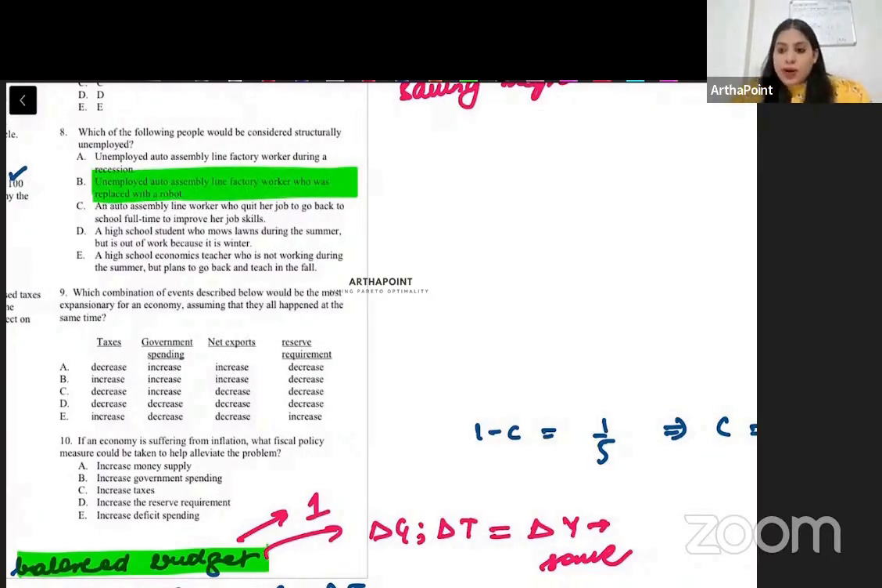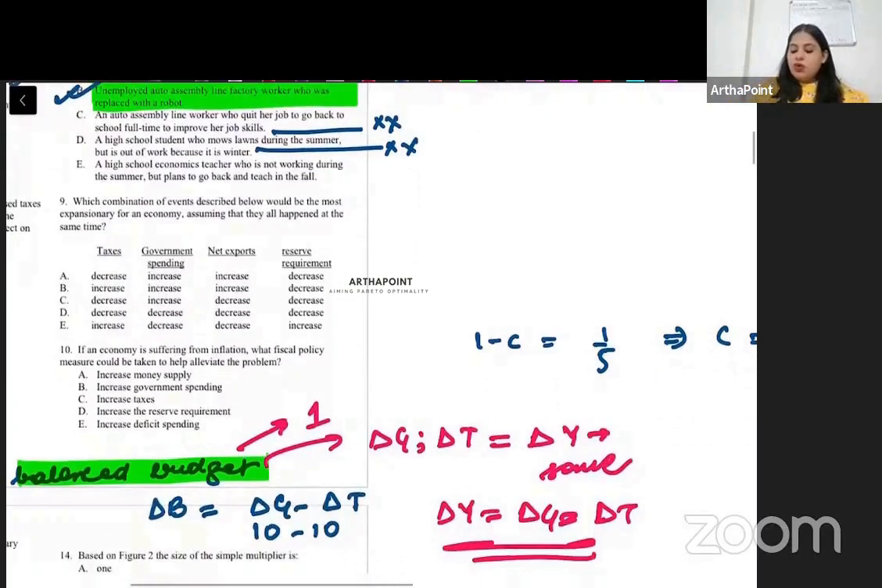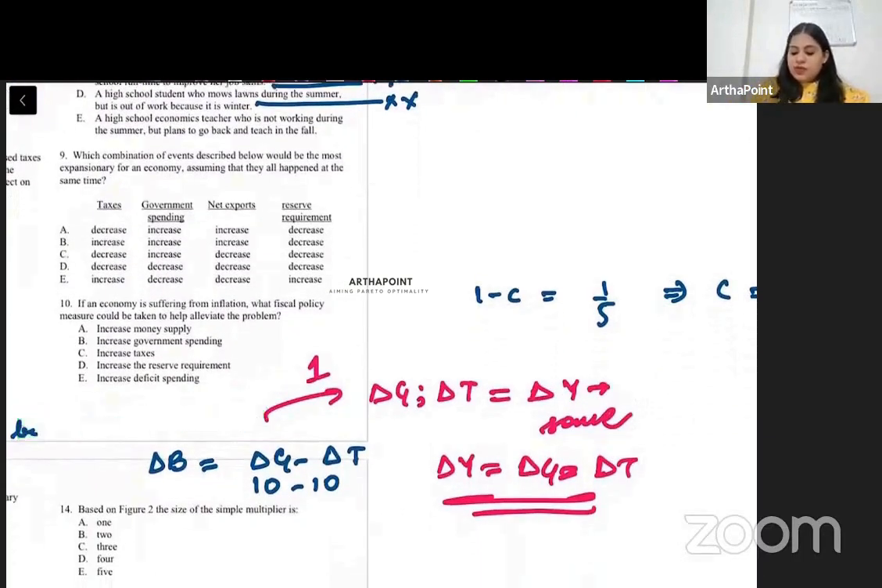So you are not quitting your job. So C cannot be correct. Right? You are not losing your job because it is summer or winter. No. You are losing your job because some better skilled individual or robot has replaced you. So when you're replaced by someone who is more skillful, that is structural unemployment. So the answer should be B. Okay, come to the next question.